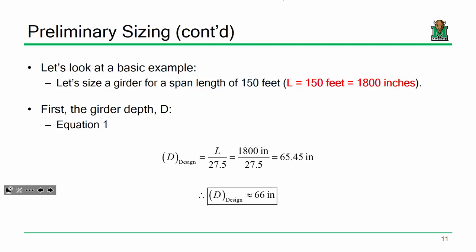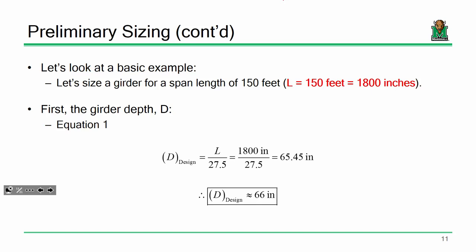Now, in a design scenario, don't use 65.45 inches. Typically, in plate widths, what I like to see is to the nearest inch. That's pretty common. I mean, you might see to the nearest half inch, but usually to the nearest inch is pretty common. So we'll use a web depth of about 66 inches to start out. Okay, to start out. Sound good?